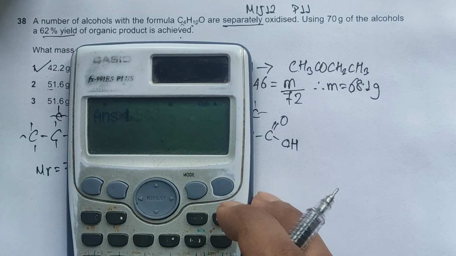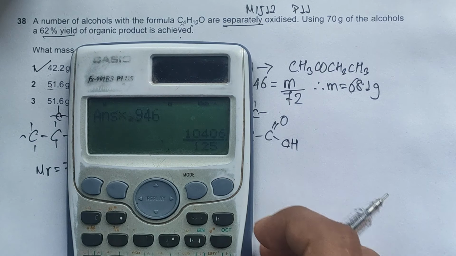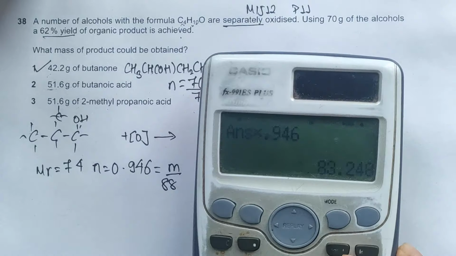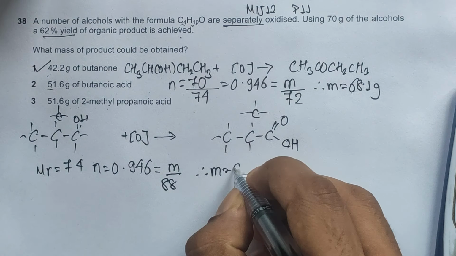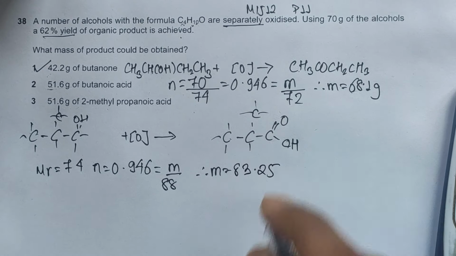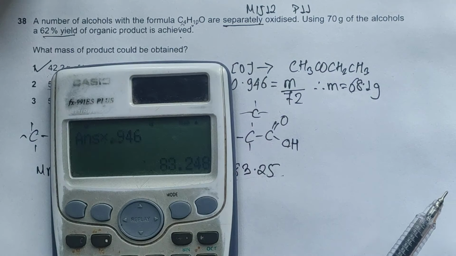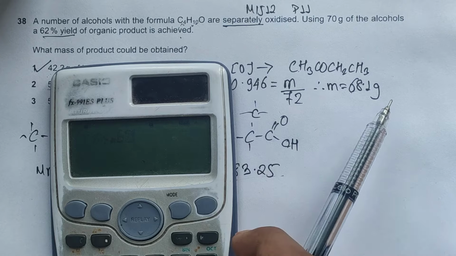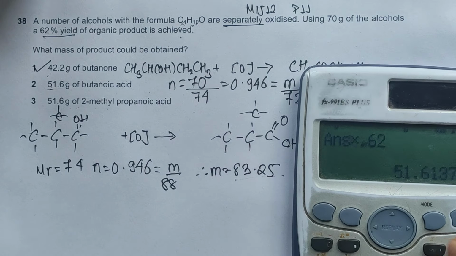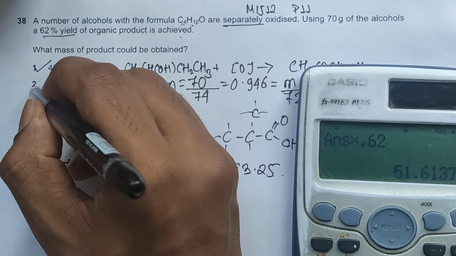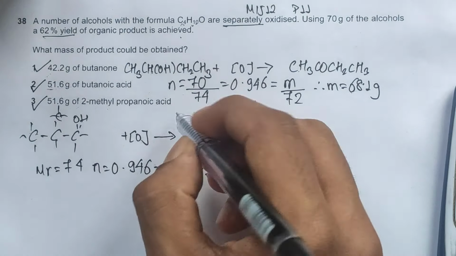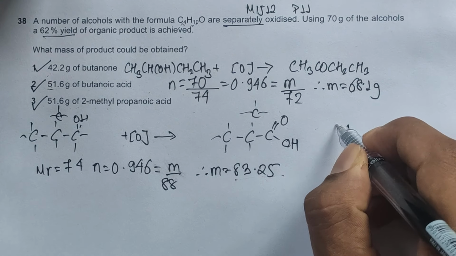This is 83.25. Now we need to do the same as before. We'll multiply this by 0.62. So this is 51.6 grams. This is correct, so this makes option 2 also correct. That means I'll write it here: A is the correct answer.